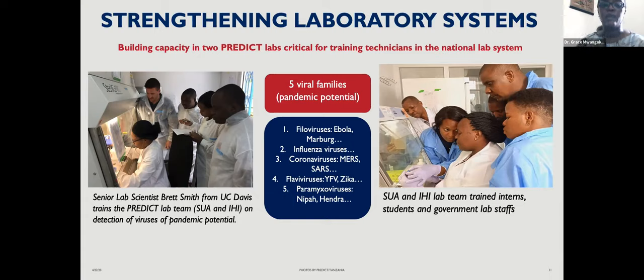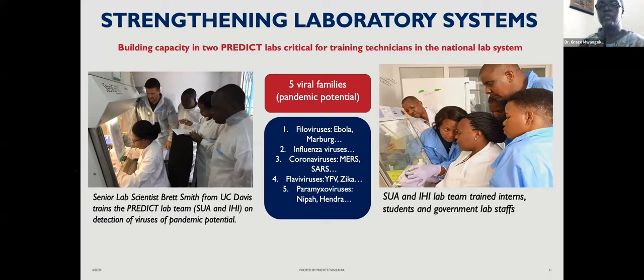For Predict, we had the opportunity to get mentorship from a senior laboratory scientist from UC Davis, Brett, who came to mentor the two laboratories, and they had an opportunity to test five viral families. This we call the big five, which have the potential of causing pandemics. And now COVID-19 is within the coronaviruses, but the capacity has to expand.